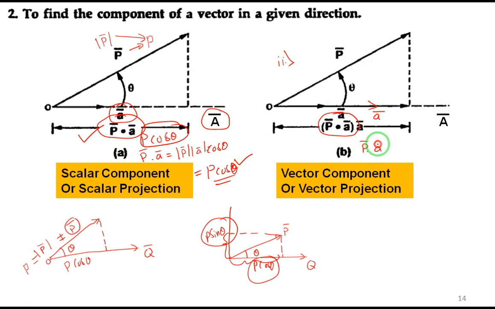P vector dot a vector will give you the scalar projection. If you want the vector projection, associate direction once again, right? So you calculate, you will get this. So the first diagram will give me the scalar component, also called the scalar projection. The second will give me the vector component or vector projection. So if I solve the numerical, I will understand very clearly there.